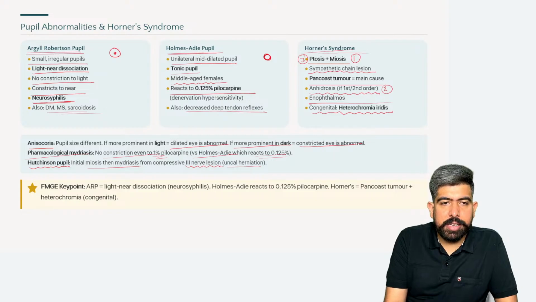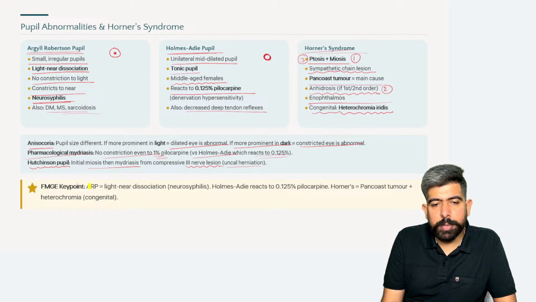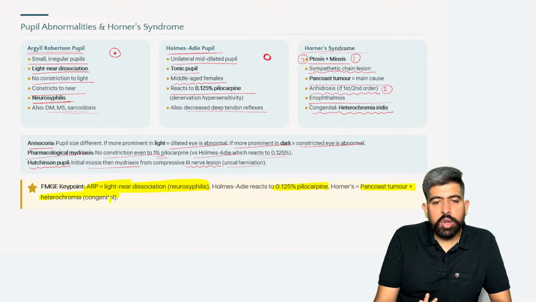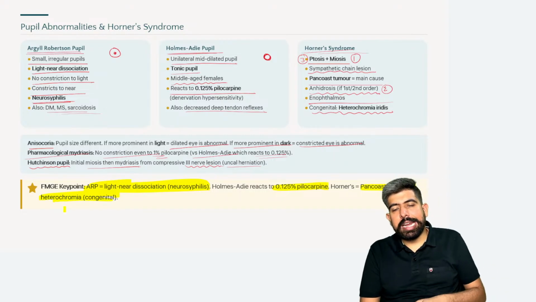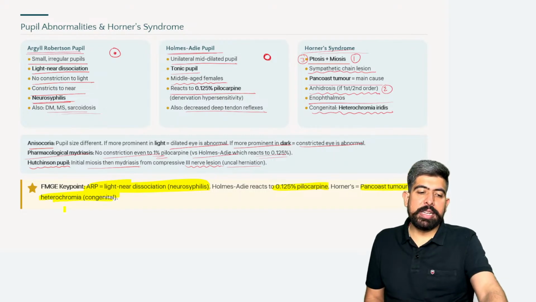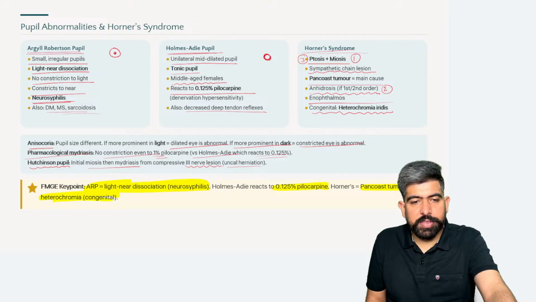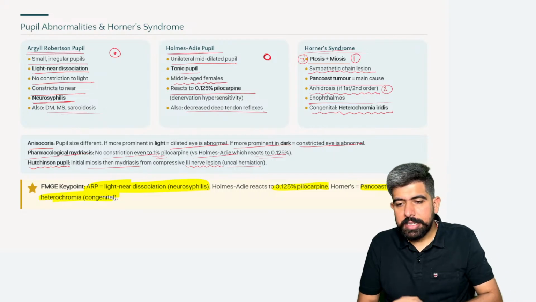And the key point here: Argyll Robertson pupil, the FMGE point is light-near dissociation, which is seen in neurosyphilis, and Holmes-Adie pupil reacts to 0.125% pilocarpine. The most common cause of Horner syndrome is a Pancoast tumor, plus the patient has congenital heterochromia iridis. Please remember, heterochromia iridis is the congenital cause in the patient of Horner syndrome, right? Very good.